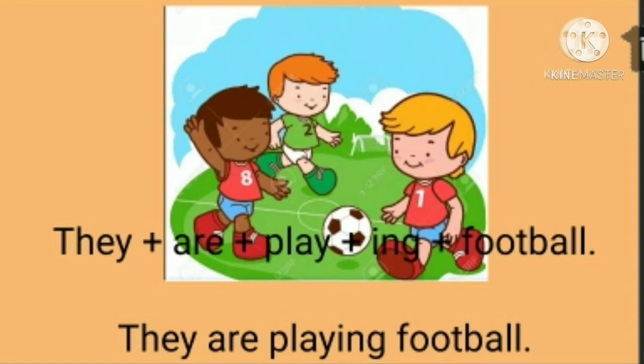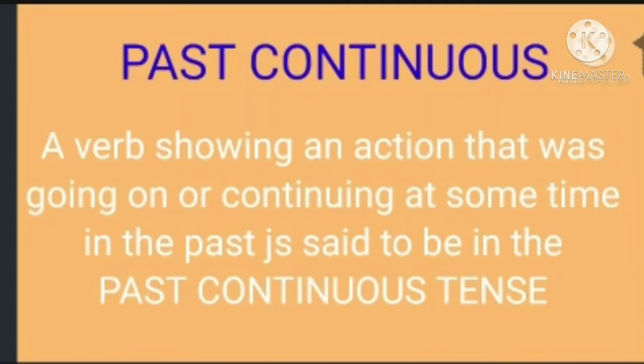Then we will write the root verb, which is verb 1. Then we add ing to it, and then last we will write an object. And this is how we make our present continuous tense. Now, talking about the past continuous.